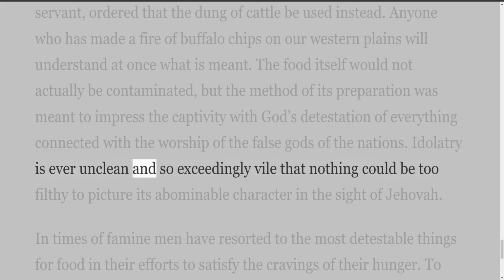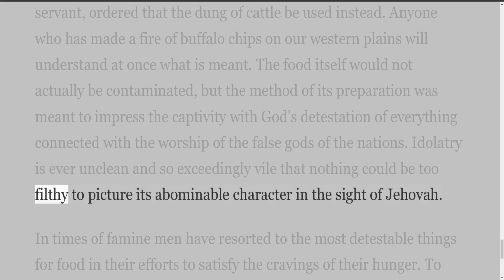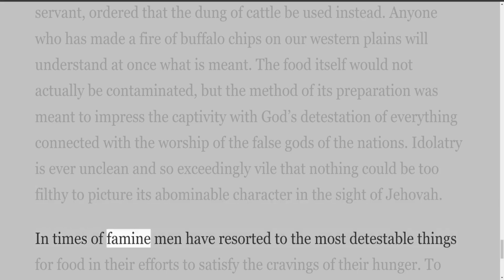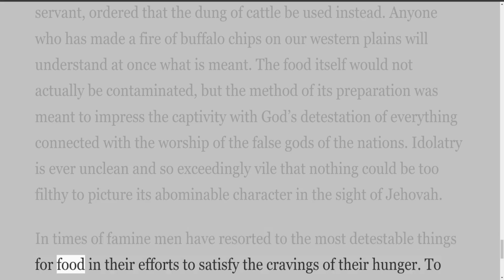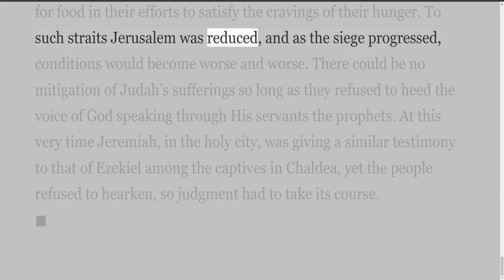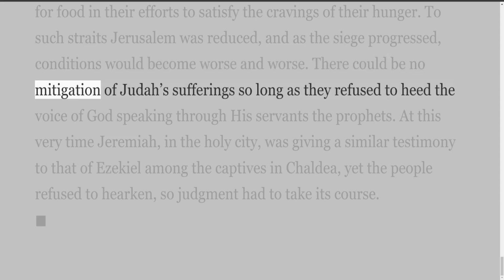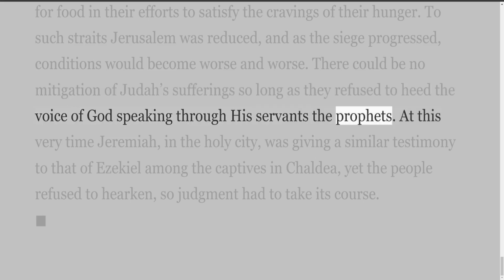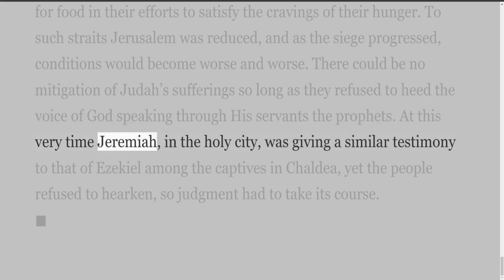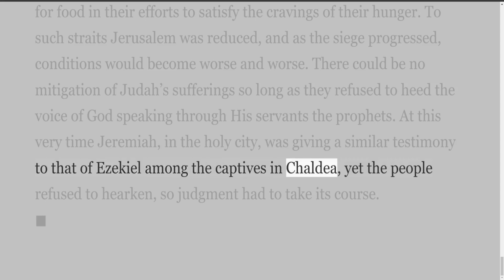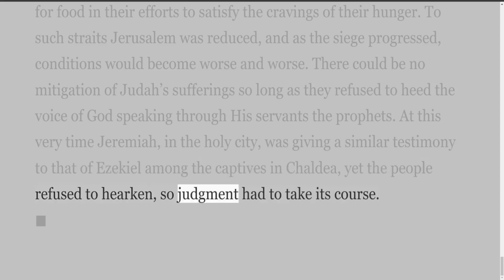Idolatry is ever unclean and so exceedingly vile that nothing could be too filthy to picture its abominable character in the sight of Jehovah. In times of famine men have resorted to the most detestable things for food in their efforts to satisfy the cravings of their hunger. To such straits Jerusalem was reduced, and as the siege progressed, conditions would become worse and worse. There could be no mitigation of Judah's sufferings so long as they refused to heed the voice of God speaking through his servants the prophets. At this very time Jeremiah, in the holy city, was giving a similar testimony to that of Ezekiel among the captives in Chaldea, yet the people refused to hearken, so judgment had to take its course.